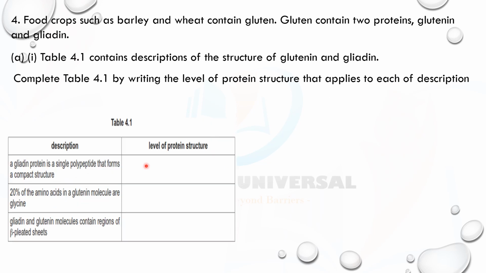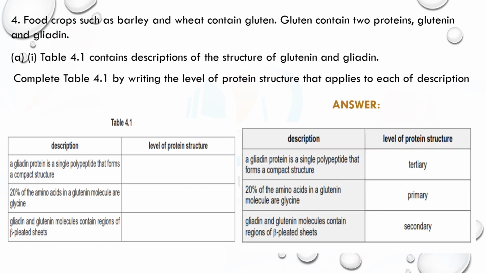Okay, look at it, guys. Try this question. See the description. What level of protein structure? Gliadin protein is a single polypeptide that forms a compact structure. What does it tell you? Compact structure is the same as 3D, and that's tertiary, right? 20% of amino acids in gliadin molecules are glycine. Which level of protein structure talks about the sequence or order of amino acids? That's primary. Gliadin and glutenin molecules contain regions of beta pleated sheet. Which level of protein structure talks about beta pleated sheet or alpha helix? It's called secondary structure.